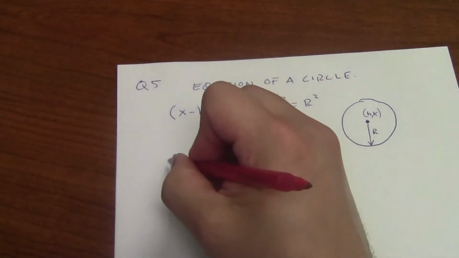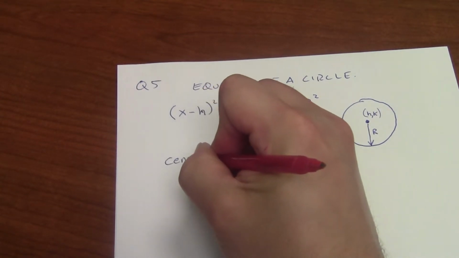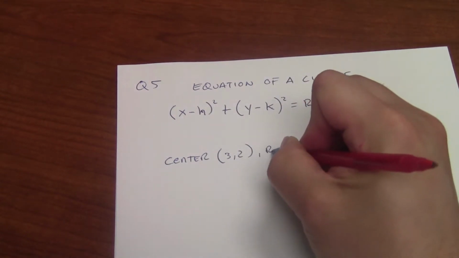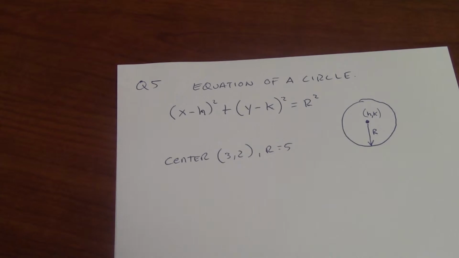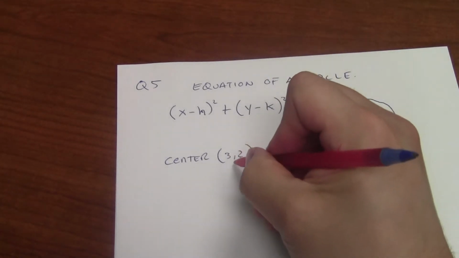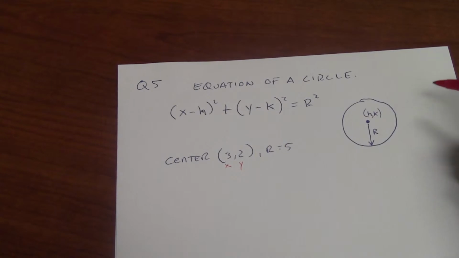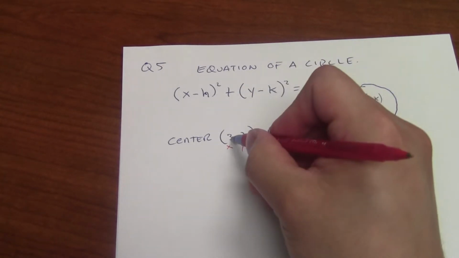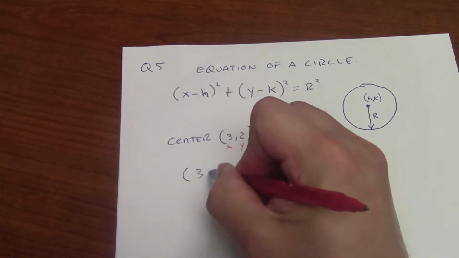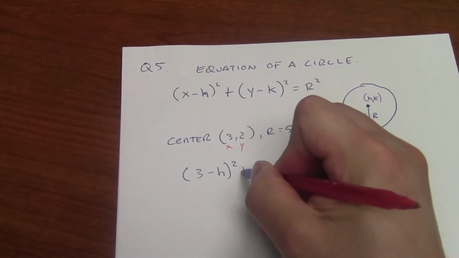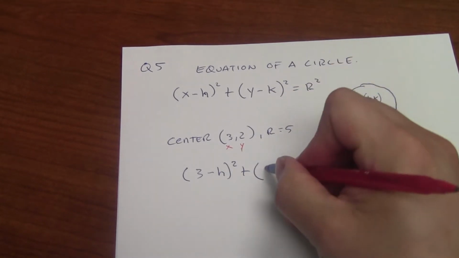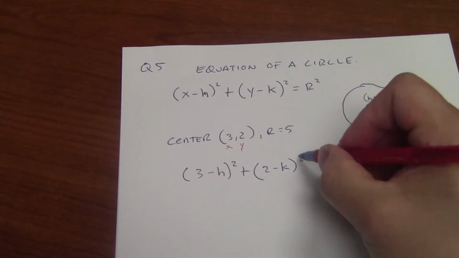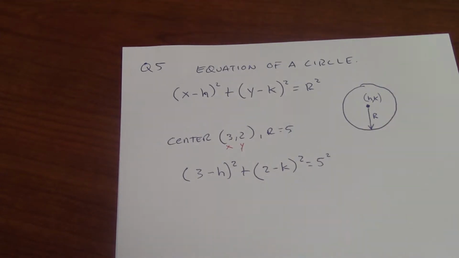So let's try a couple problems. So if you're given the center of the circle is 3, 2, and it has a radius of 5. First, let's label everything. This is x and that's y, just to make it simple. All right, so I'm going to come up here and I'm going to plug it in. 3 goes into my x, so I'm going to say 3 minus h squared plus my y is 2, so 2 minus k squared. My radius is 5, so equals 5 squared.